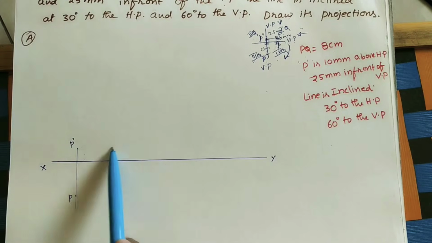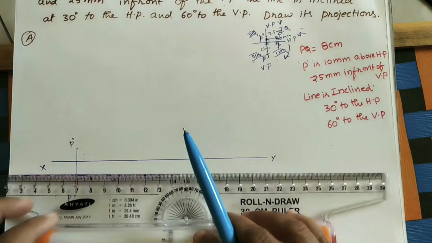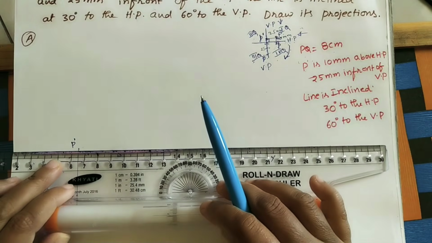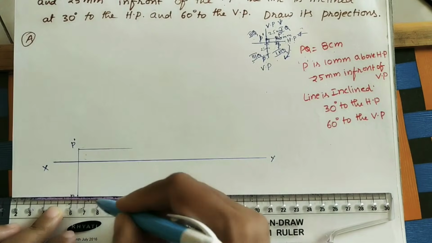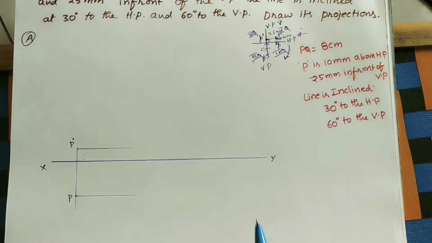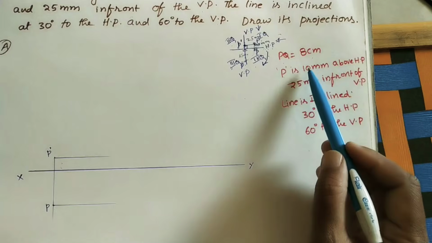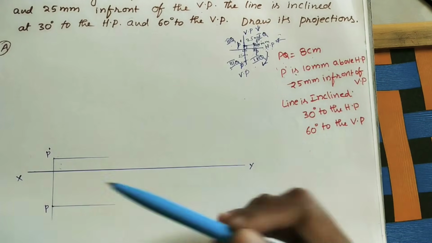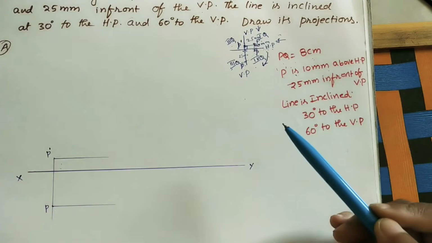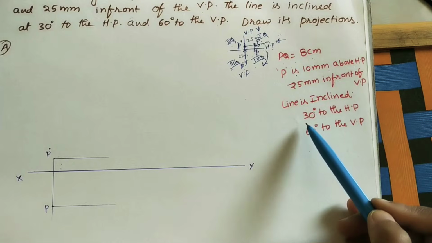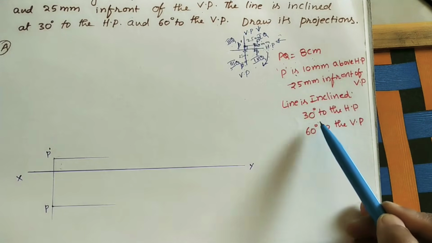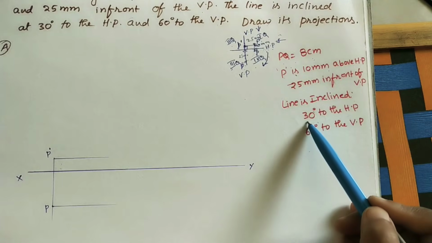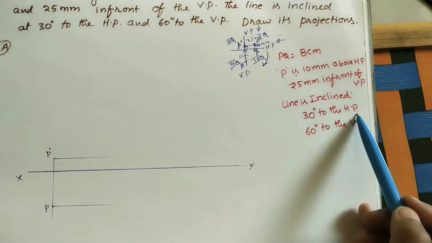Okay, just draw horizontal lines here of any length. For marking the angles, take them as a reference like this. After marking the P position here, take the PQ length as 8 centimeter. The line is inclined at two angles. Initially, only take this angle. Think this other angle is not given, so this line is making 30 degrees to the horizontal plane.